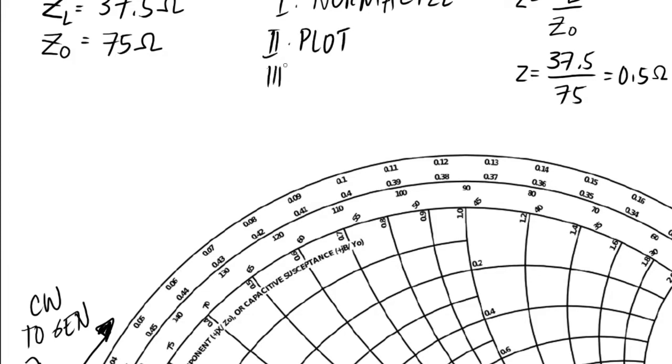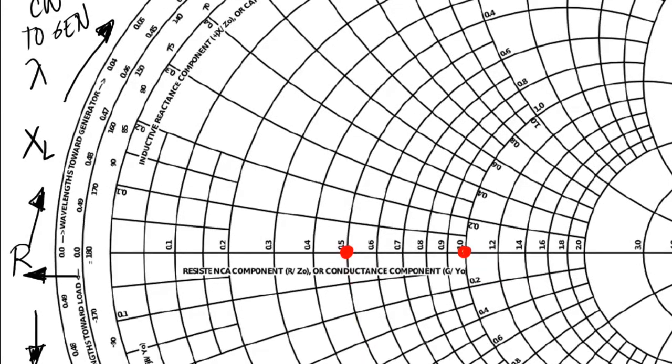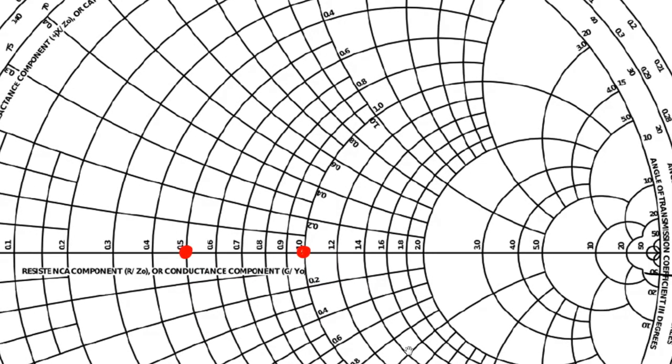And step 3 is to draw a circle. That's why you're going to use a compass. And step 4 is enjoy the values. Yay! Okay, how are we going to draw the circle? There you go. Now, our circle will have its center, of course, at the center of your Smith chart. The radius is from the center of the Smith chart to the point that you have plotted.